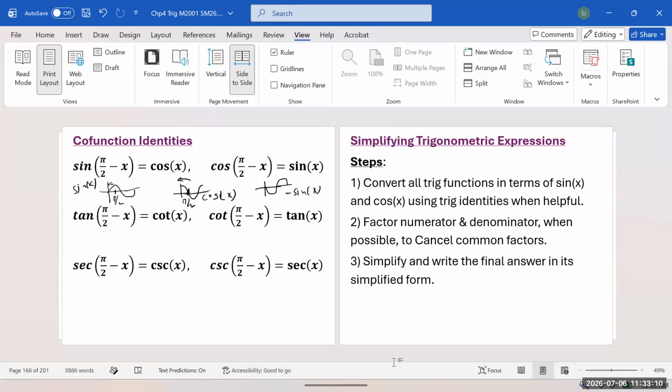And yep, in the final exam, we are going to simplify trigonometric expressions. And also you're going to solve trigonometric equations.